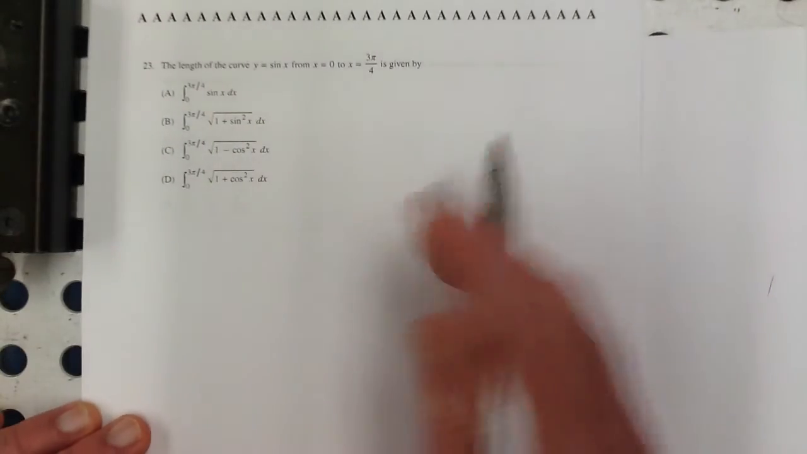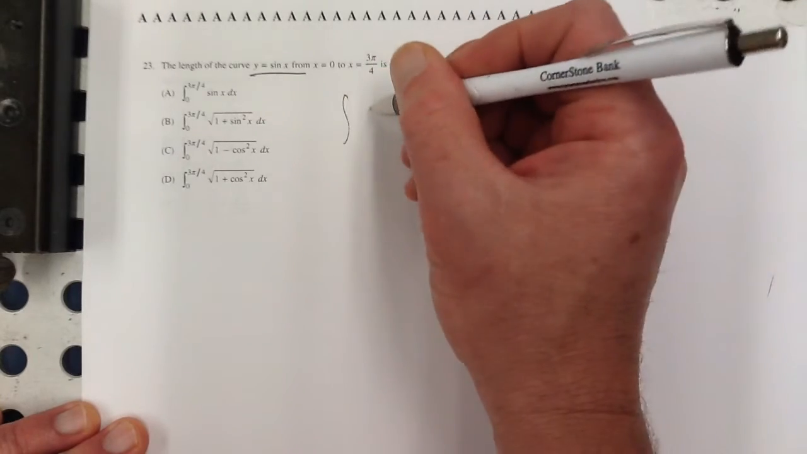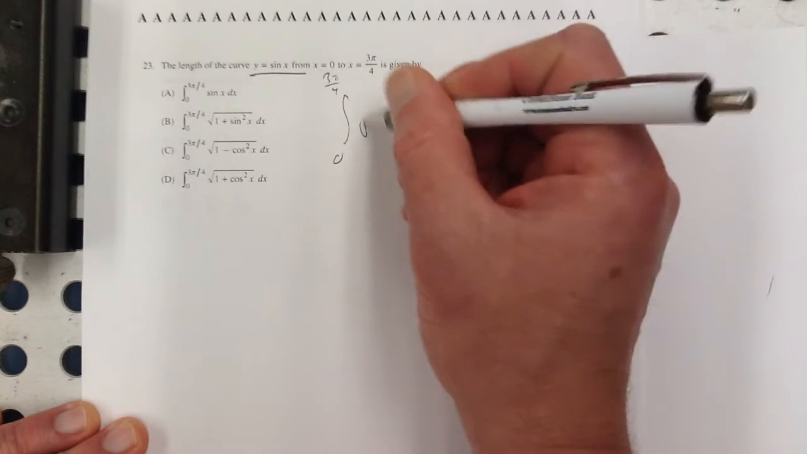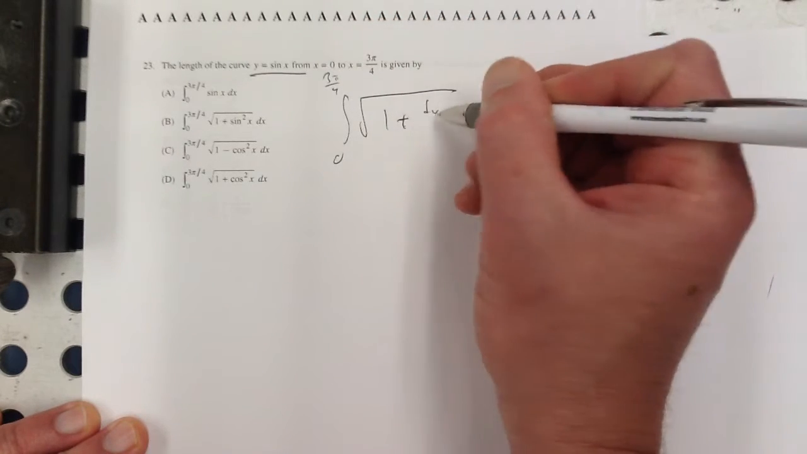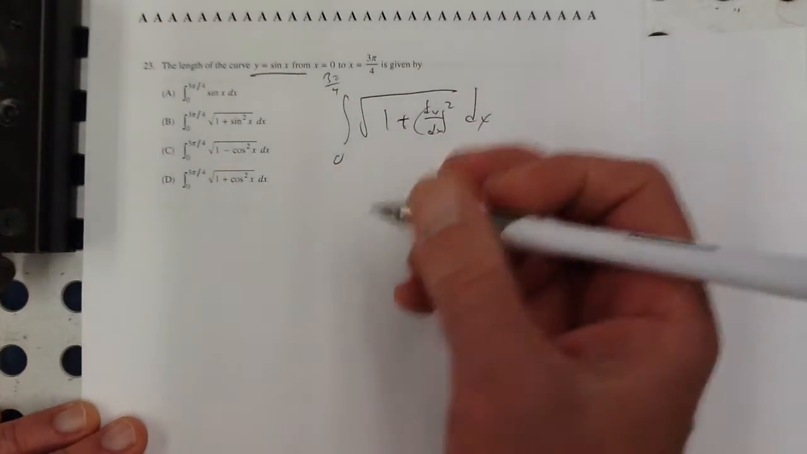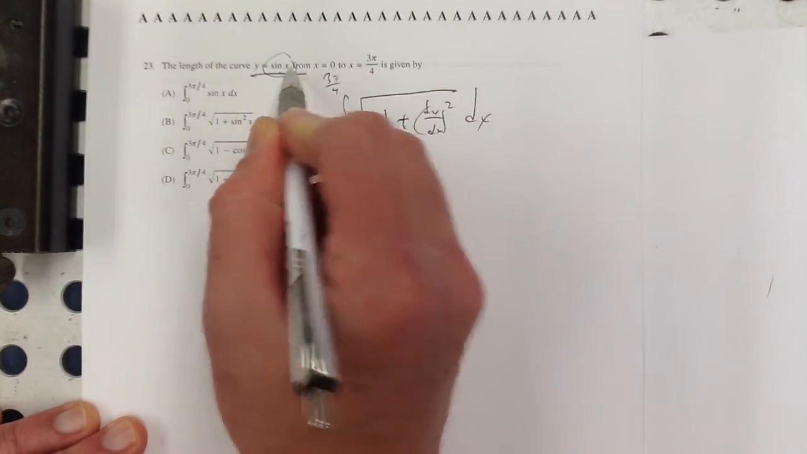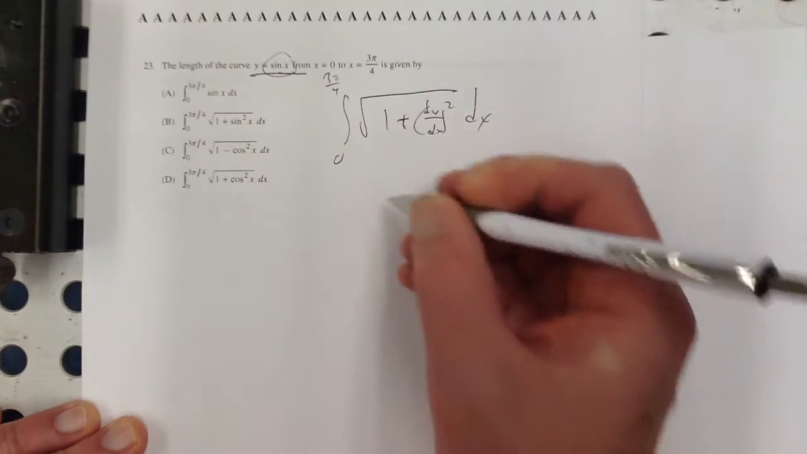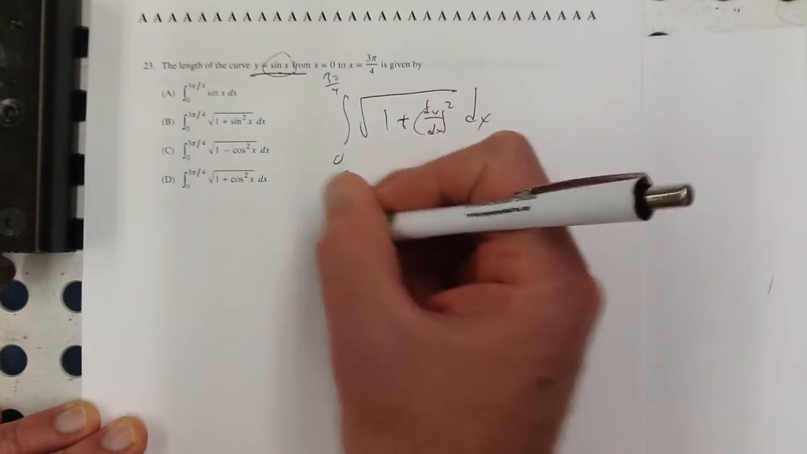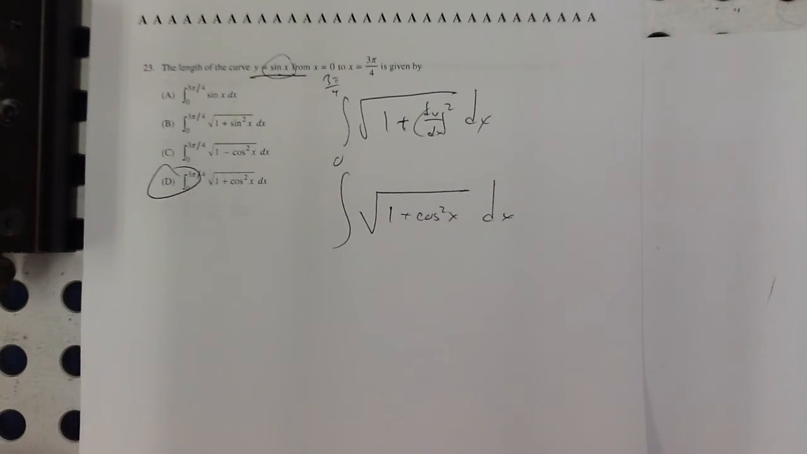The length of the curve. A length of a curve in regular old y equals function of x form is, from wherever to wherever, 0 to 3 pi over 4 in this case, the integral of the square root of 1 plus dy dx squared dx. That's just a thing you need to know. No formula sheet for calculus. Kind of a drag, huh? So that sine x, the derivative of that is cosine x, so that's going to be the square root of 1 plus cosine squared x dx. That is D. But boy, if you know that formula, that is a real easy get right there.